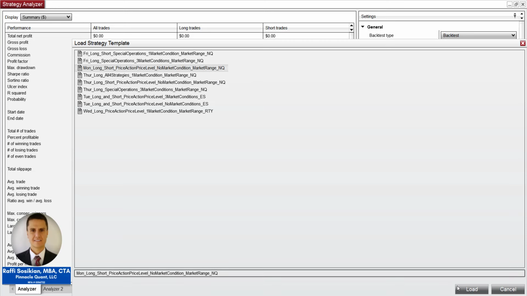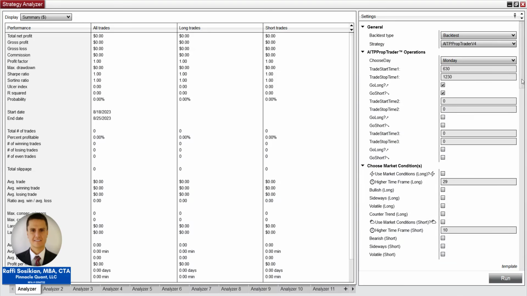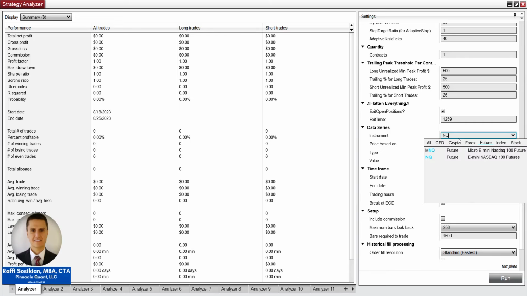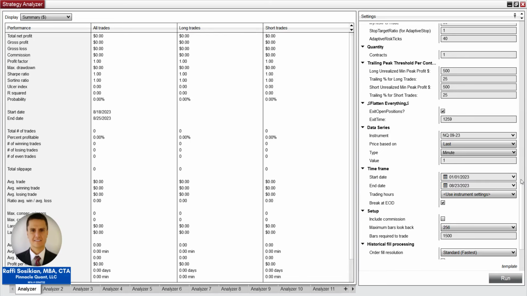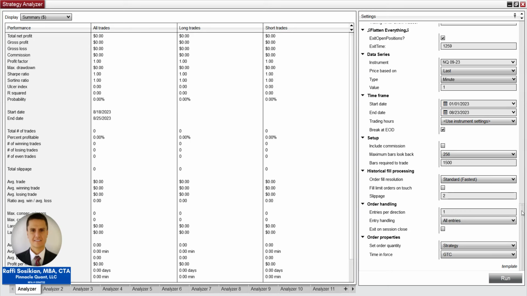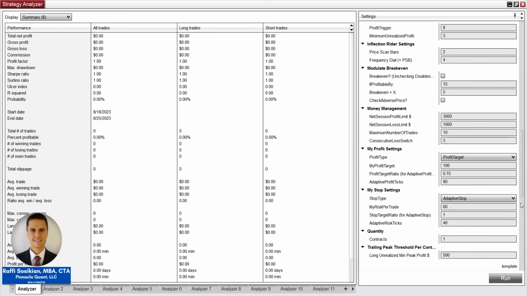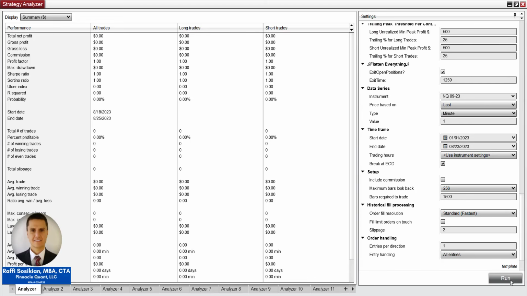So Monday, and that one is for NQ. And let's ensure that we have at least 2 ticks of slippage. We do. For NQ, I typically use 2 ticks of slippage. For ES, I'll use 1. For RTY, I'll use 1. So let's go and run this one.